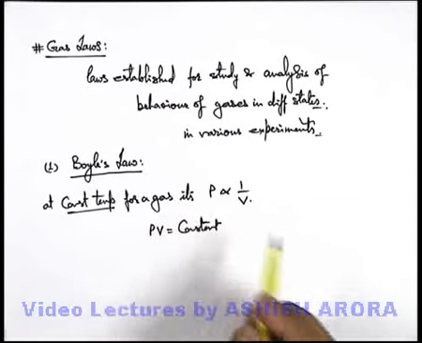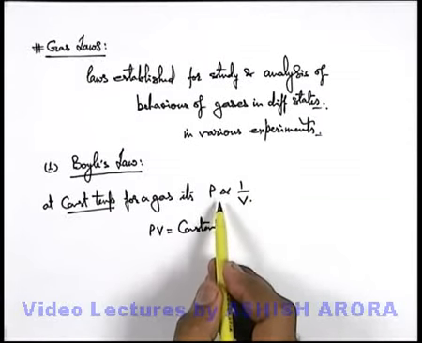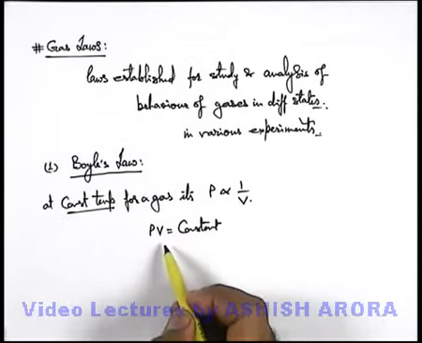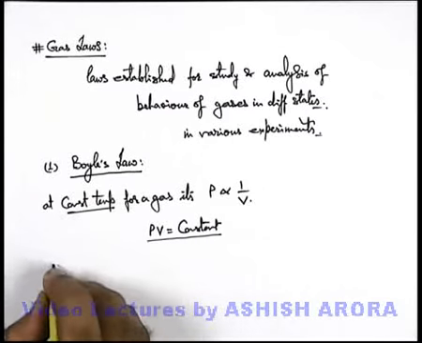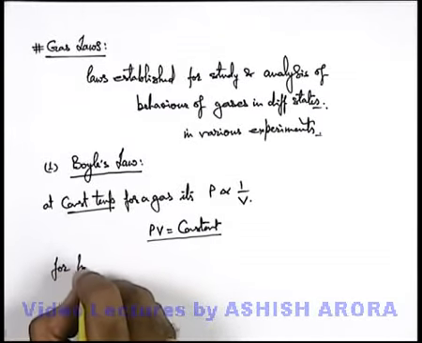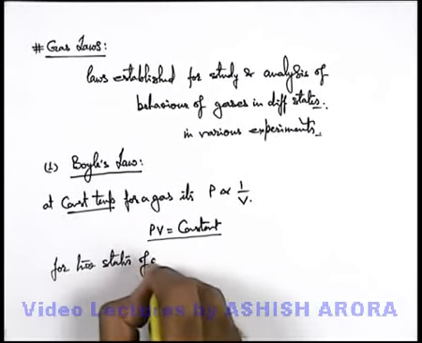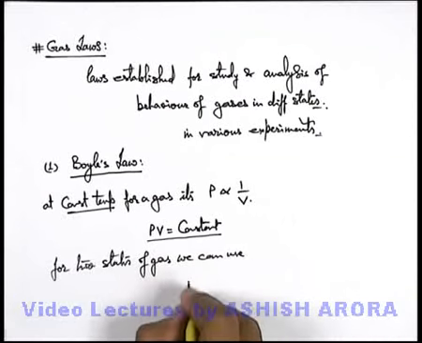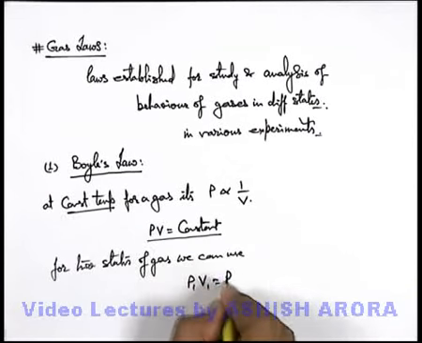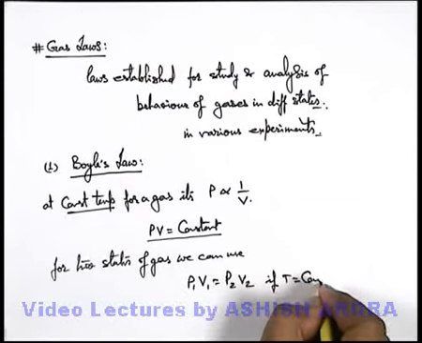We just substitute a proportionality constant and transform this expression into equality. It is PV equals constant. So we can state for two states of gas, we can use P1 V1 equals P2 V2 if temperature is constant.